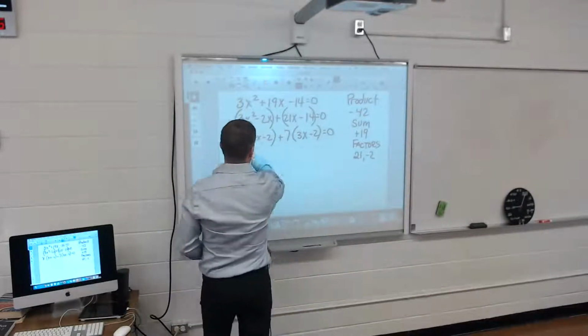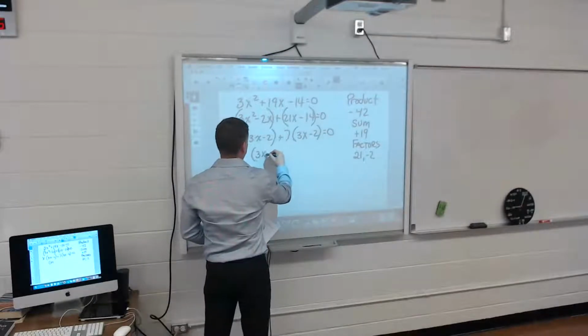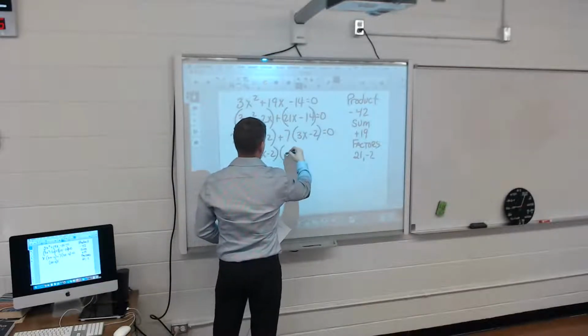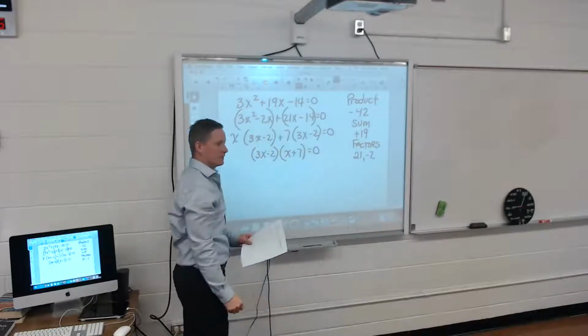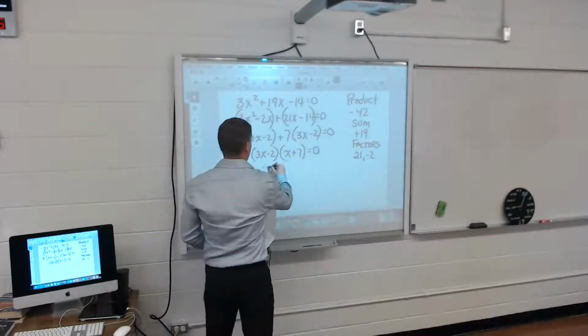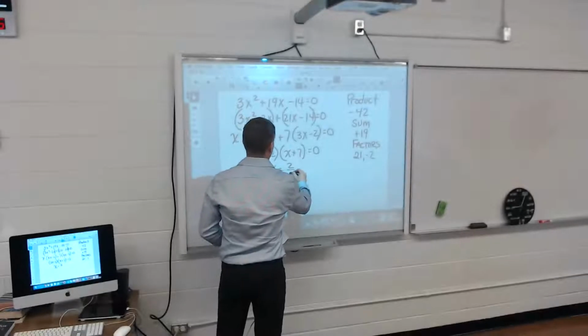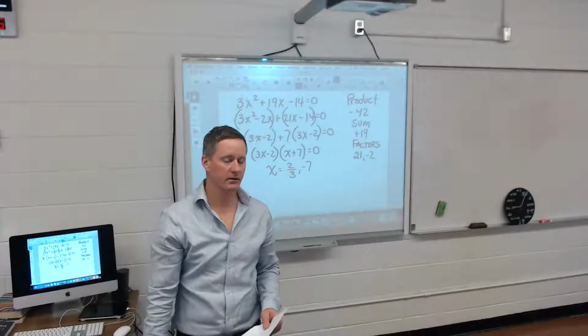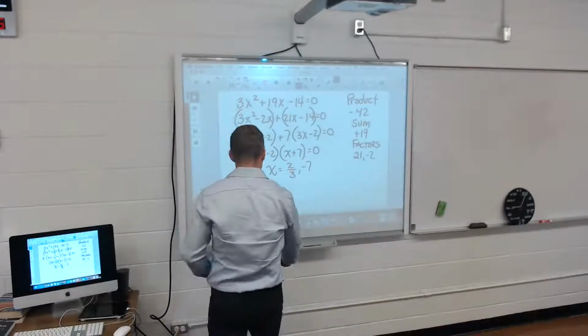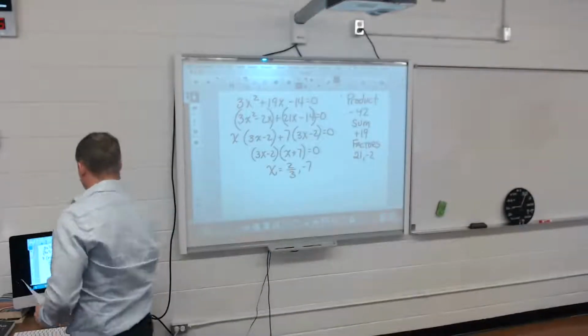Now I factor the 3x minus 2 out, and I'm left with x add 7 equals 0. Okay. X is equal to 2/3 and negative 7. So if I was factoring that question, that's where I would go with it.